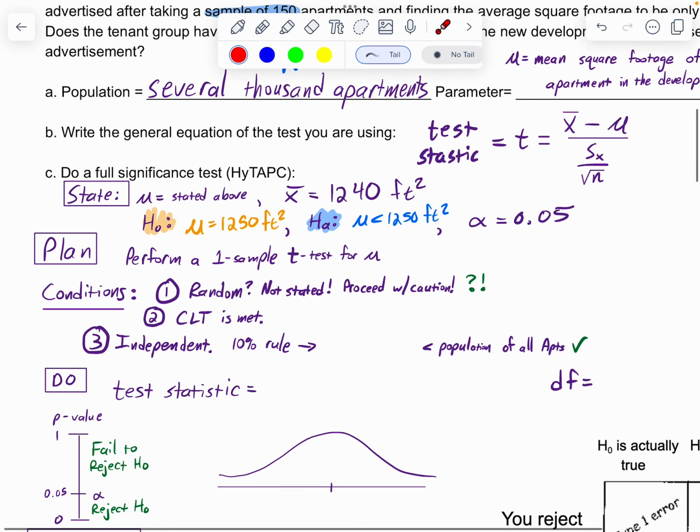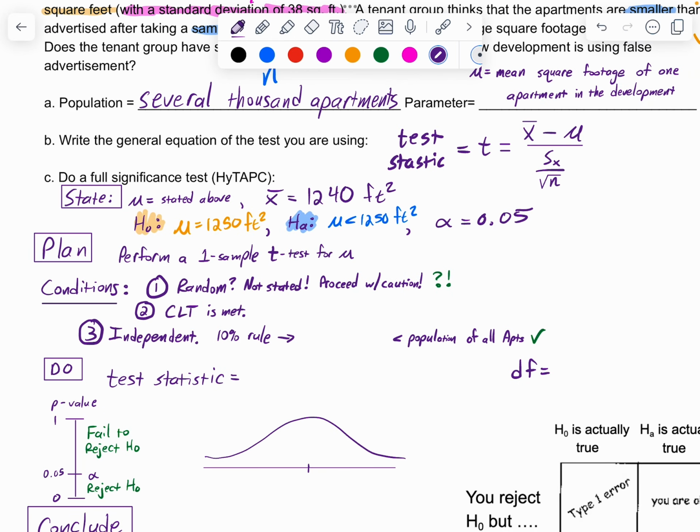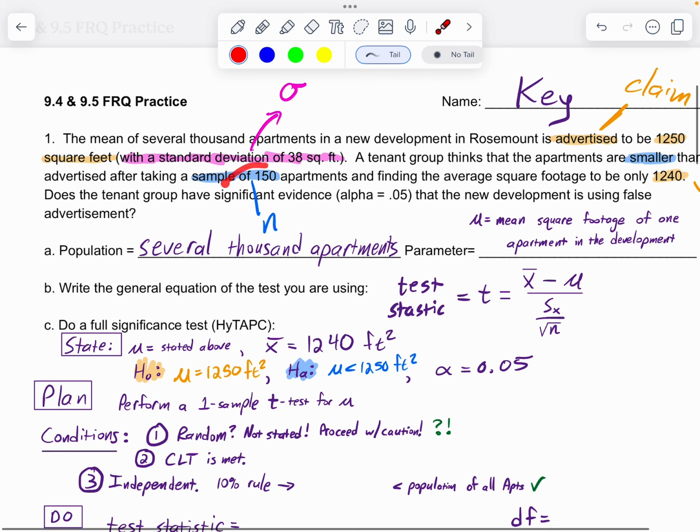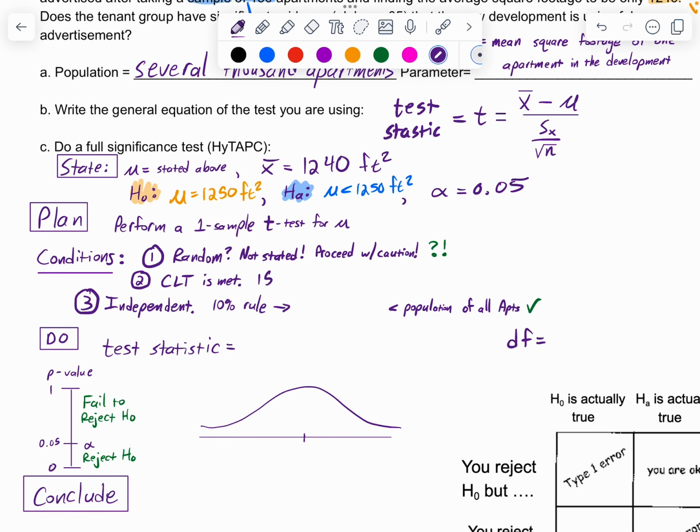Okay. Number two, the CLT. We do a CLT when we have sample means. The sample size was 150, so we cleared that hurdle. I would state 150 is greater than 30, right? Check. And then I would say, so the three dots means therefore it is approximately normal.